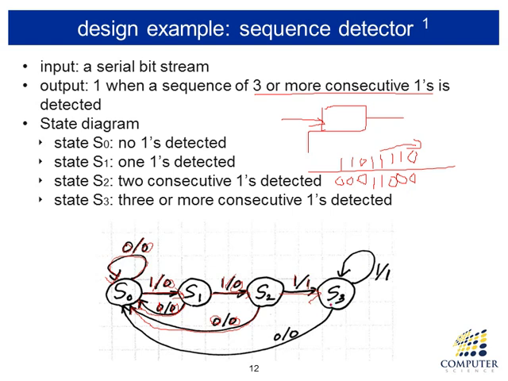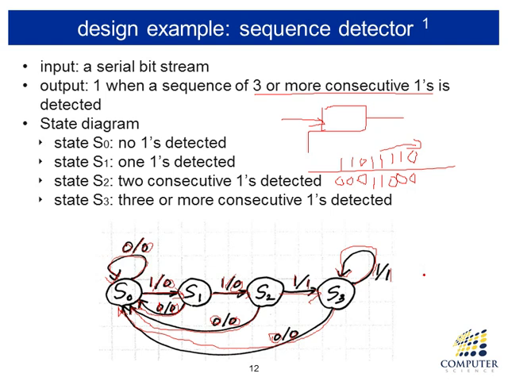When you are in state 3 and you receive a 0 input, you make a transition to state 0 and produce output 0. But if you receive a 1 input in state 3, you remain in the same state, 3 or more consecutive ones detected, and you produce output 1. So we took care of all possible transitions on each state. This completes the construction of the state diagram.